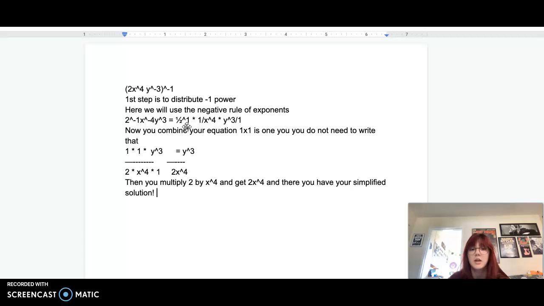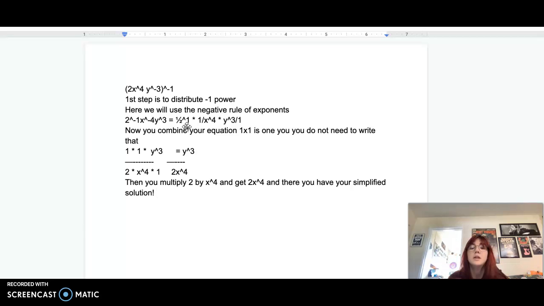For the top, you're going to get y to the third power. And I know that it says 1 by 1, but you do not need to write the ones because 1 is a placeholder and it kind of just is not necessary. If you want, you can write the 1, but it's easier and more coherent if you just do y to the third, because that's as far simplified as you can go.